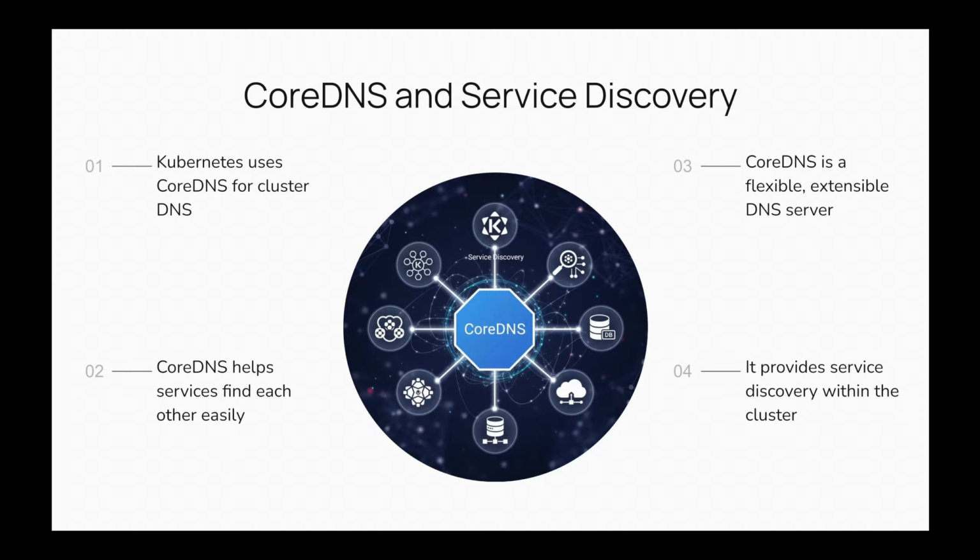This is where Kubernetes' internal DNS system comes in. The default out-of-the-box DNS server for Kubernetes is called CoreDNS. Its job is simple but essential: automatically create DNS records for your services, so your applications can use simple, stable hostnames for communication. So I'm switching to the terminal.